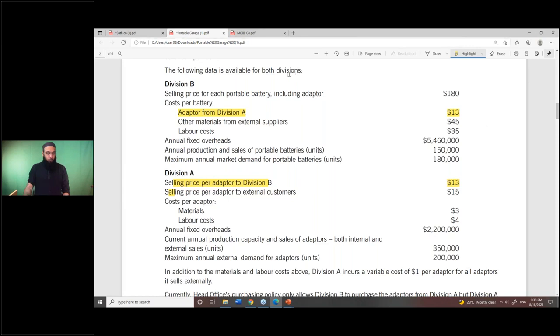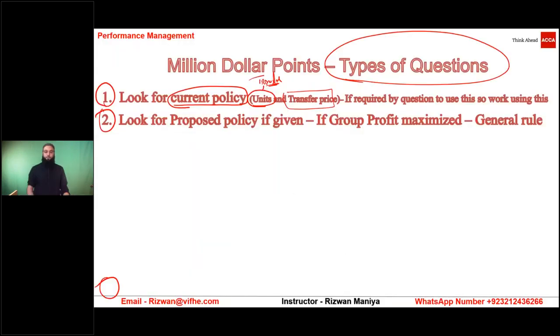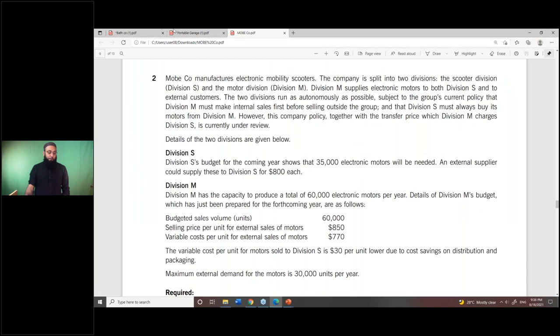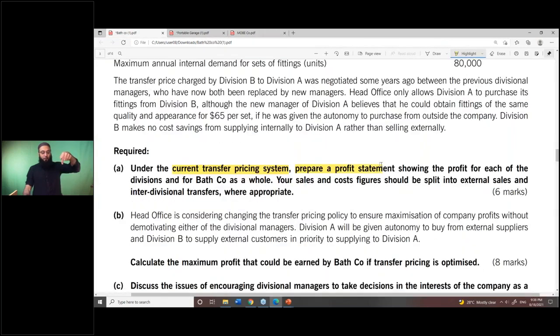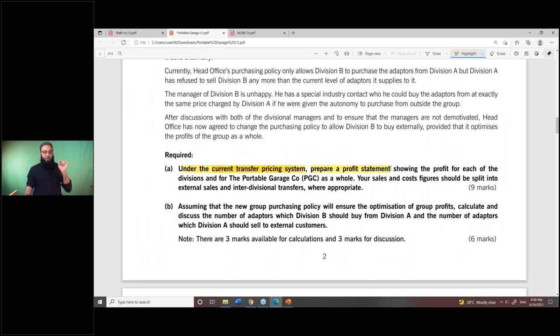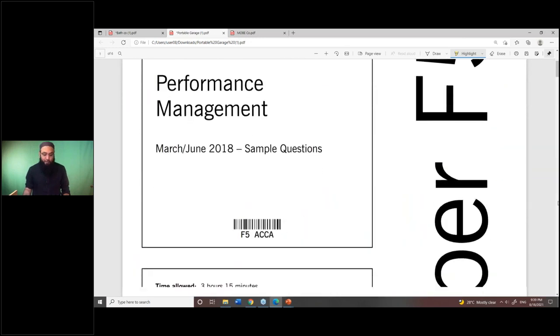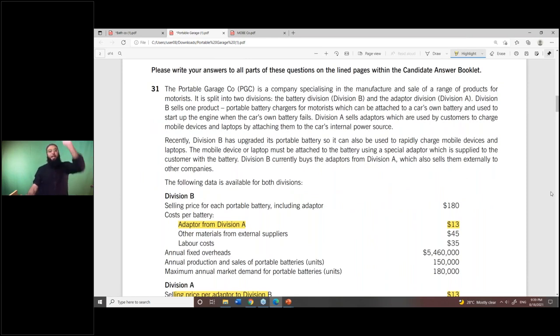So my point here is that there is a current policy given in the question, which you read and you find two things: the unit that they are transferring and the price at which they are doing it. If the question requires you to use this, work using this. I showed you Bath company part A required you to use the current pricing system to prepare a profit statement. Portable Garage asked you to use the current transfer pricing system to prepare a profit statement. Two similar questions of transfer pricing. Can you imagine? This is a 2011 question and this is a 2018 question. After 2011, repeated in 2018.